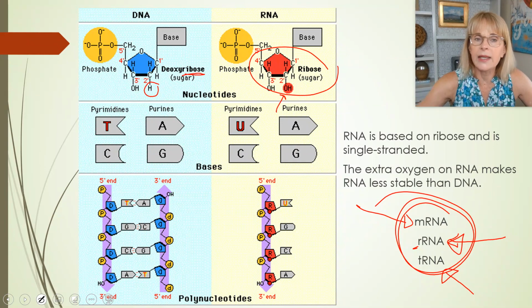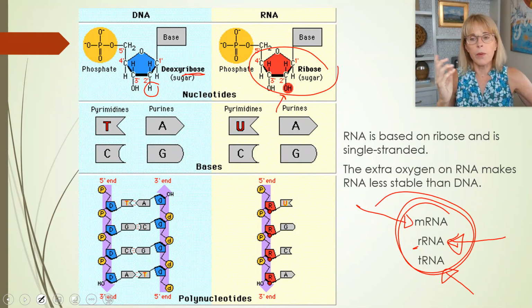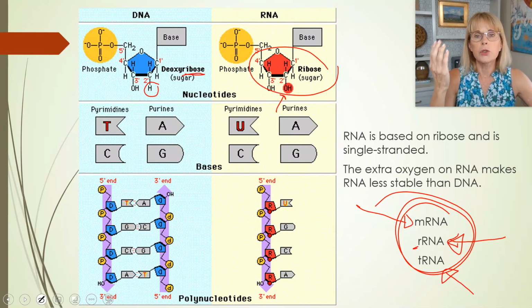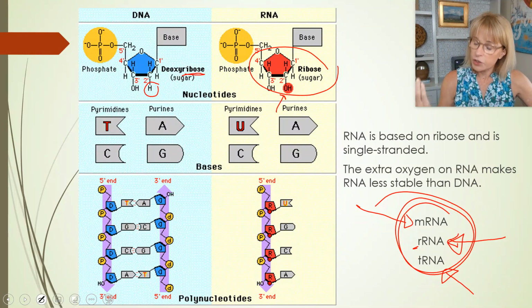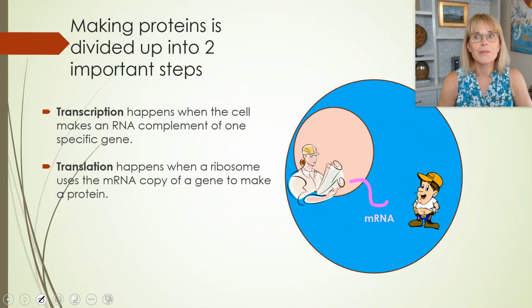Transfer RNA is a special little robot kind of RNA whose job it is to escort amino acids one at a time to the ribosome so the ribosome can build the protein. All righty? We're going to start there at the beginning of the next video.